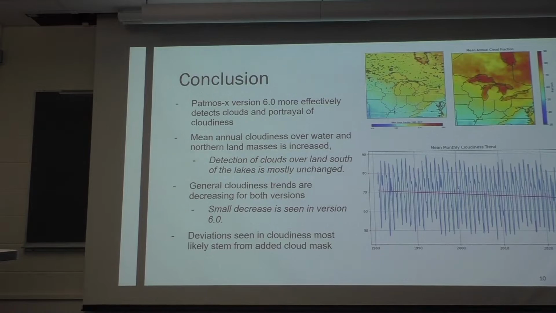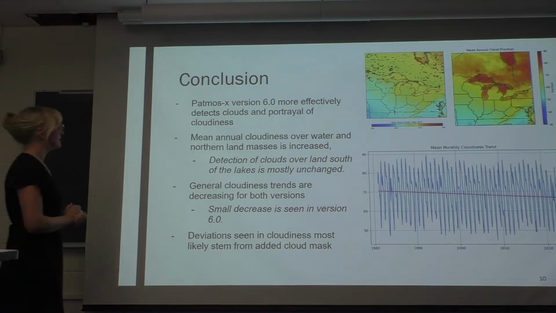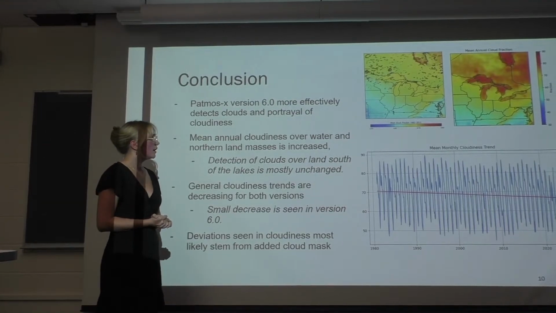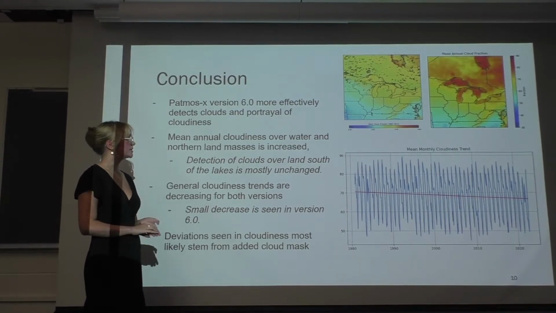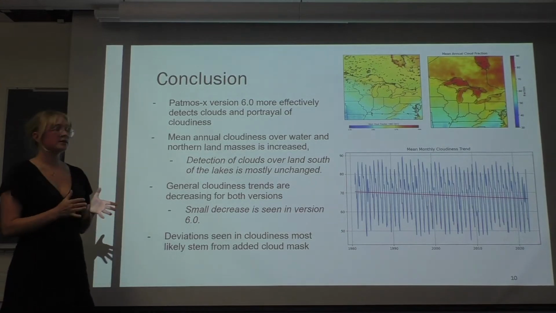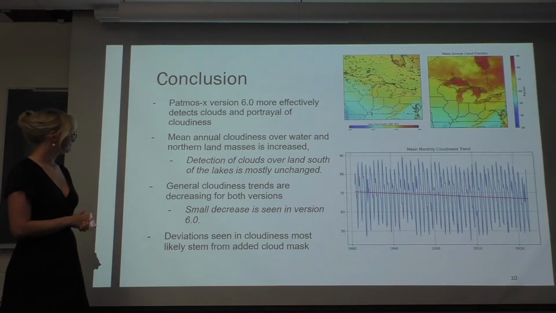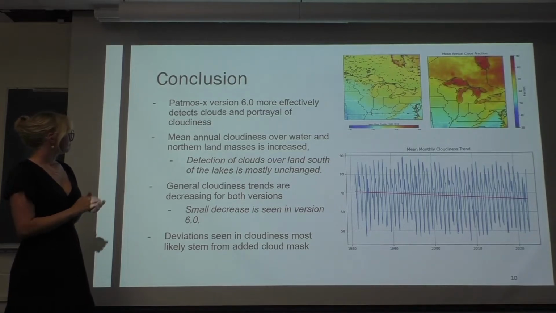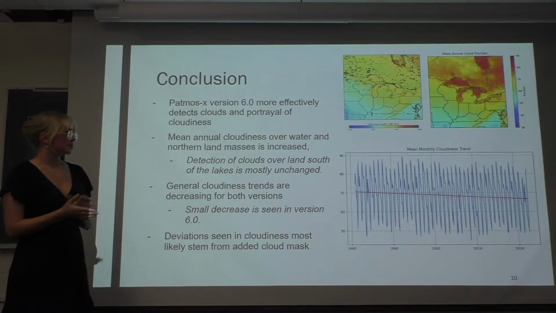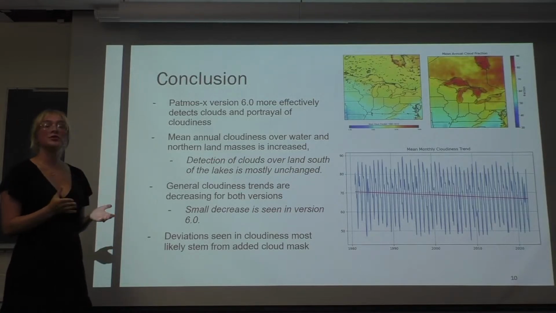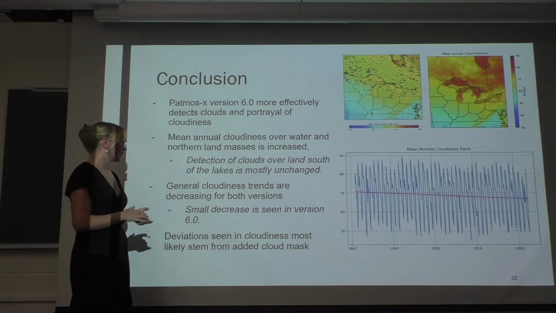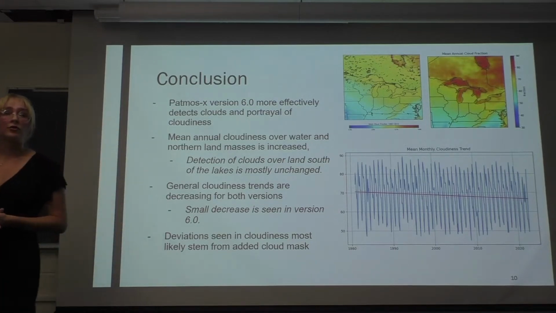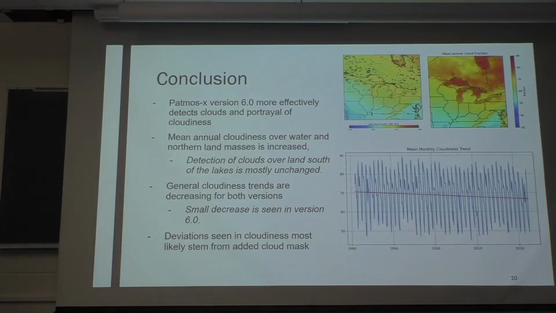So in conclusion, Patmos-x is able to more efficiently detect clouds and portray the clouds themselves. With that, the most important figure being the mean annual cloud fraction, we can see the most difference over the Great Lakes themselves and those northern land masses, where the southern land masses stay generally the same between the two versions. Detection of clouds over land south of the lakes is mostly unchanged, and general cloudiness trends are decreasing for both versions, but we see just a slightly larger decrease with version 6. Any deviations that we see in our cloudiness data are most likely due to the added cloud mask for version 6 rather than the extra 10 years of data.